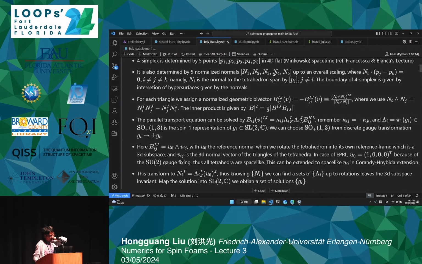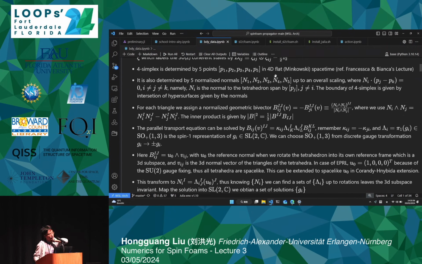And now we also know that we have 10 triangles in each 4-simplex. So for each triangle, we have a normalized geometric bivector. And this geometric bivector is given by a tensor product between the normal I and normal J. That means this bivector describes the 2 tetrahedrons which are determined by Ni and Nj. So Ni and Nj correspond to tetrahedrons in each orthogonal subspace. So these tetrahedrons are glued together, they share a triangle. And this is the bivector for that triangle.